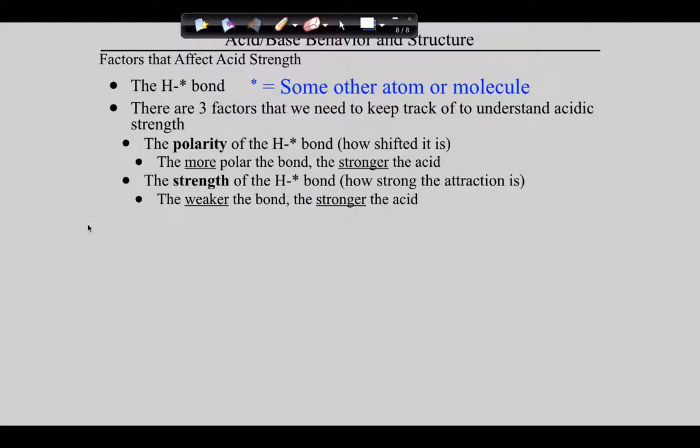So guys, given those two fundamental truths, are you okay? Okay, I'm going to give you factor number 3. Factor number 3 is the stability of the conjugate base. That conjugate base is star minus.